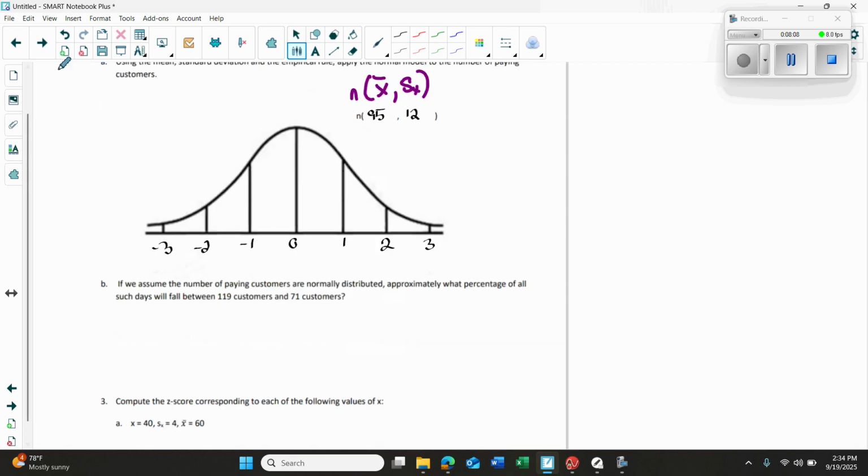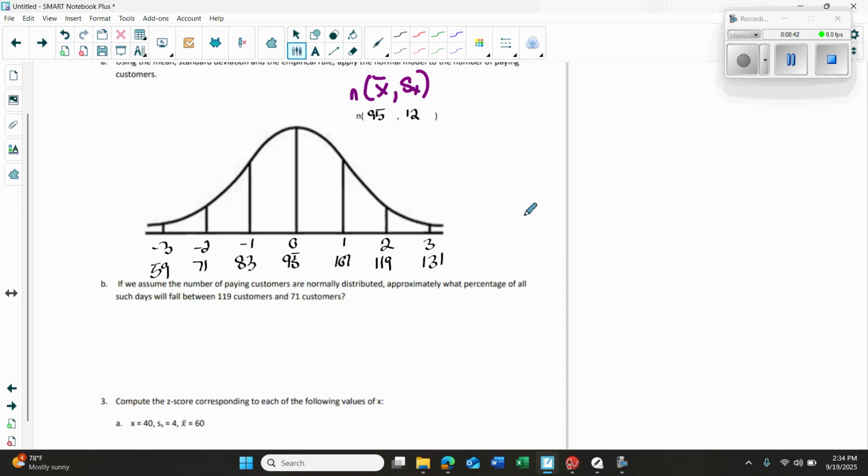Applying the normal model, what we would do is put our mean right under 95, because we know for a normal model, 95 lines up with 0, and then we just add 1 standard deviation, which is adding 12, so 107. Add another 12, 119. Add another 12, 131. Then we subtract, so that's going to be 83, 71, and 59. Okay, so that's the normal model applied.